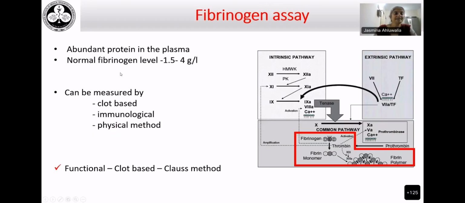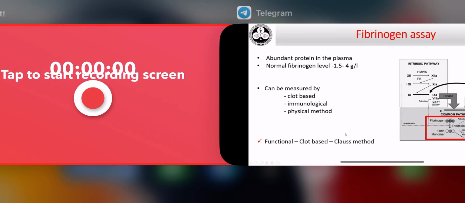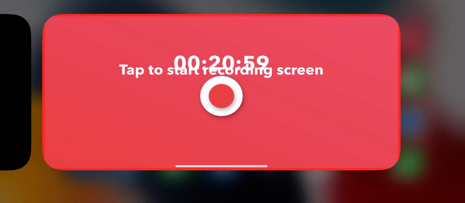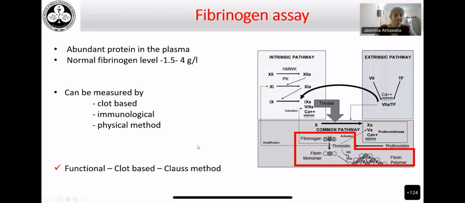Coming to the fibrinogen assay, this is the most abundant coagulation protein in the plasma, and has very high levels. It can be measured by a clot-based, immunological, or a physical method, but most of us prefer a functional or a clot-based method, the Clauss method. And this is the part of the clotting cascade we look at in the fibrinogen assay, the conversion of soluble fibrinogen to fibrin.